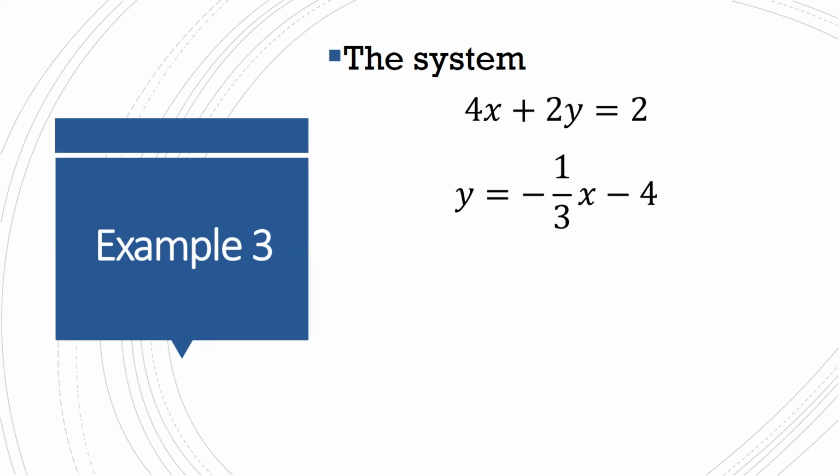Let's move on to another example. Here's our system, 4x plus 2y equals 2, and y equals 1/3 x minus 4. So you'll notice this is the first time that we do not have our variables, our equal signs, and our constants lined up. But we can fix that. So let's go and make sure these things are lined up and then use the elimination method.